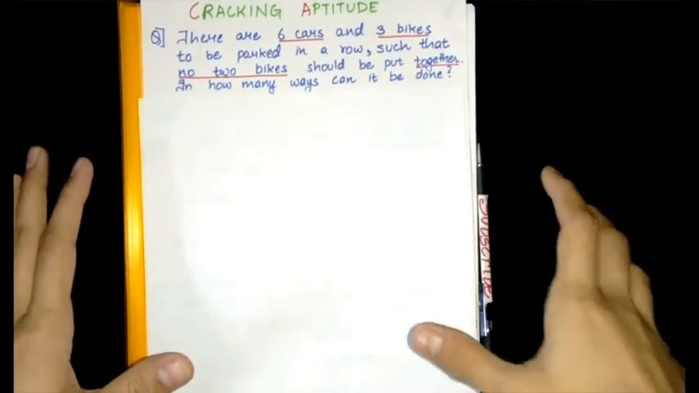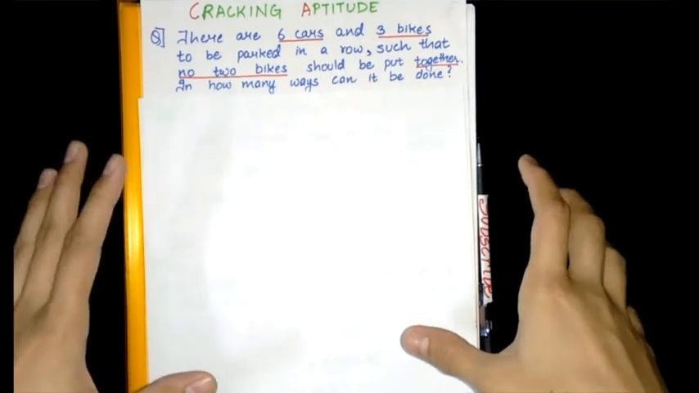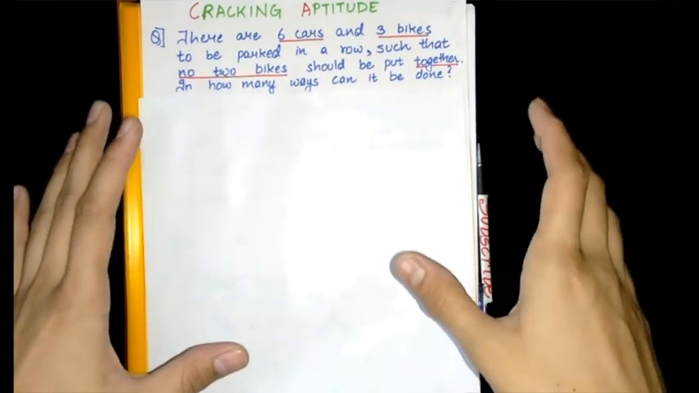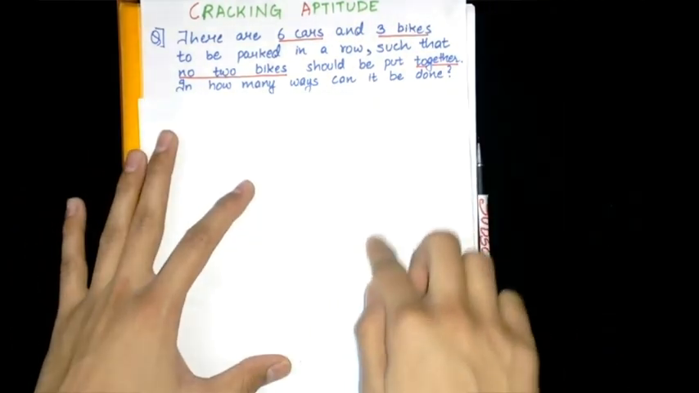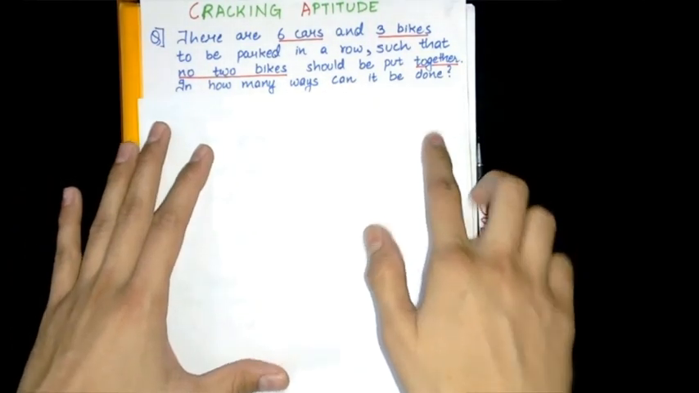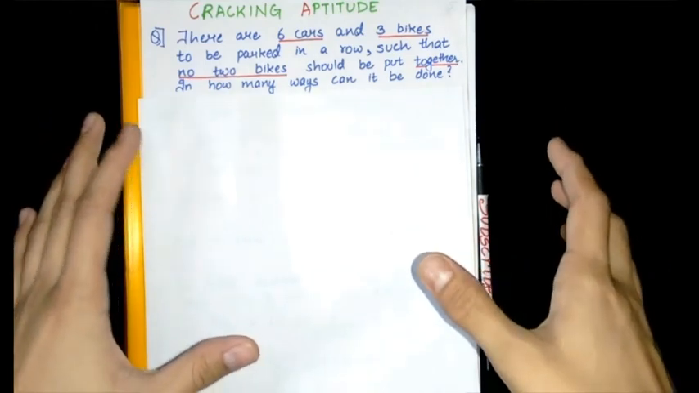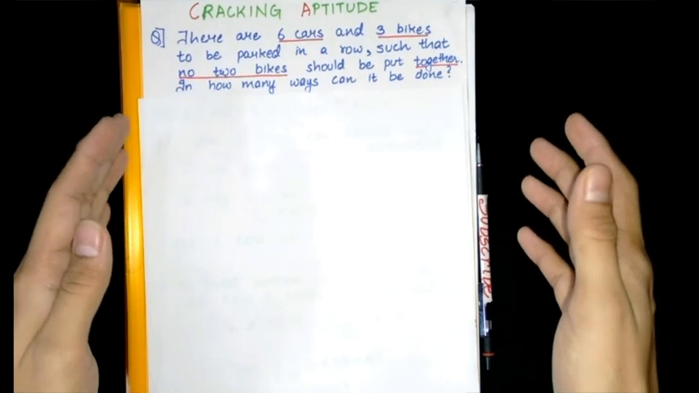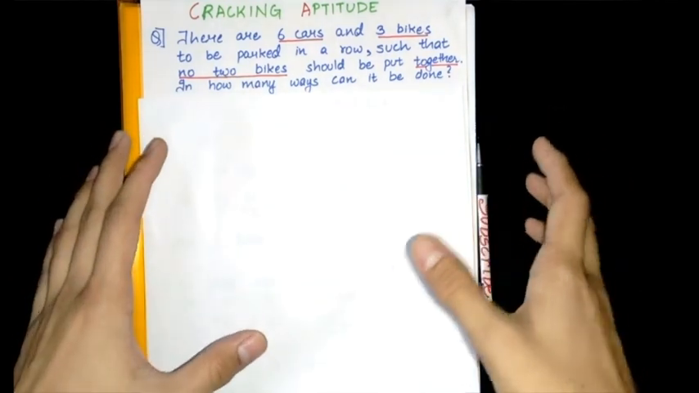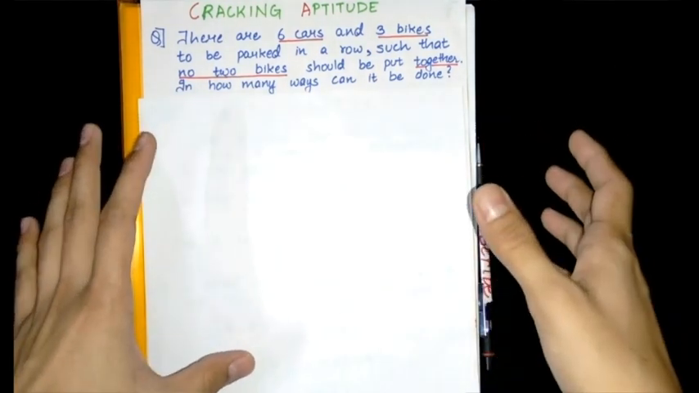Very simple. So what I wanted to ask you guys now is that what would happen if these 6 cars and 3 bikes were supposed to be parked in a circle rather than a row? What would happen? What formula would you apply, or how would you apply it? And this is what I'm going to teach you in the next tutorial about permutations.